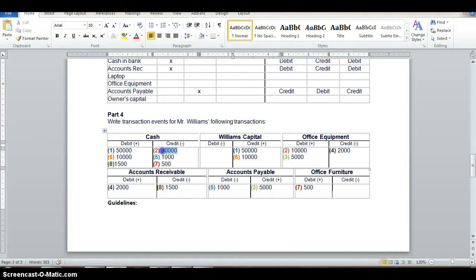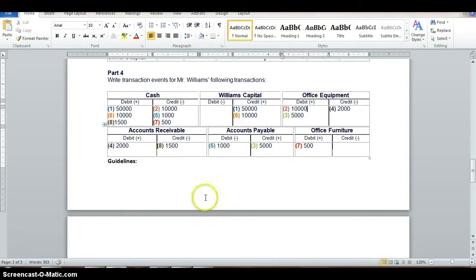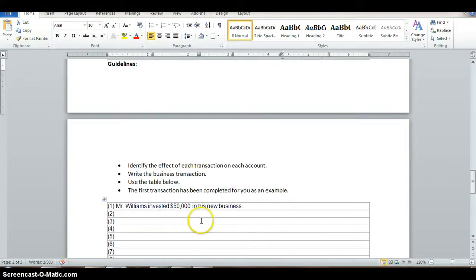So then I look for my number 2 transaction, which is right here under office equipment. So if my cash is decreasing $10,000 and my office equipment is increasing $10,000, that tells me that I'm probably purchasing office equipment for $10,000 cash. So I'm going to go down here and I'm going to say, Mr. Williams purchased office equipment for $2,000.